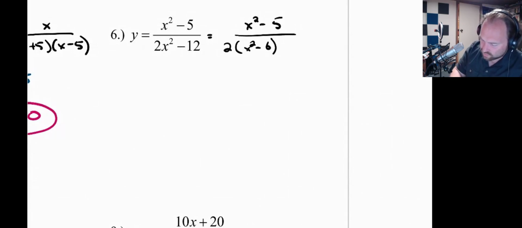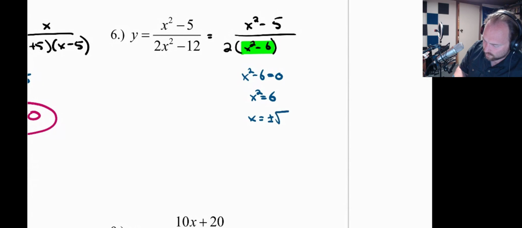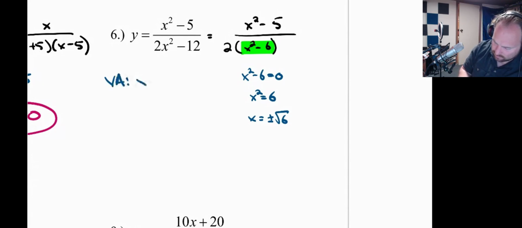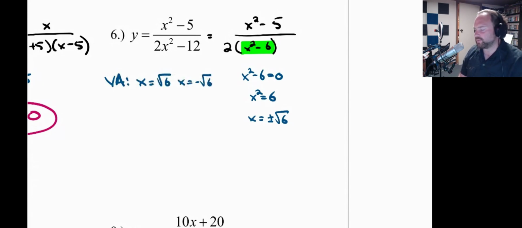Anyway, what we should do is look at the bottom of this fraction and figure out when x squared minus 6 equals 0. And that's going to happen when x squared equals 6, and that's going to happen when x is equal to plus or minus the square root of 6. Since those zeros are not repeated on top, those are your two vertical asymptotes. So you have vertical asymptotes at x equals the square root of 6 and x equals negative square root of 6. There are no holes on this graph because none of those zeros are repeated in either case.